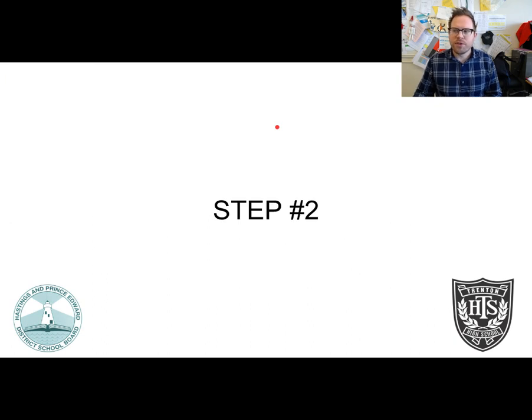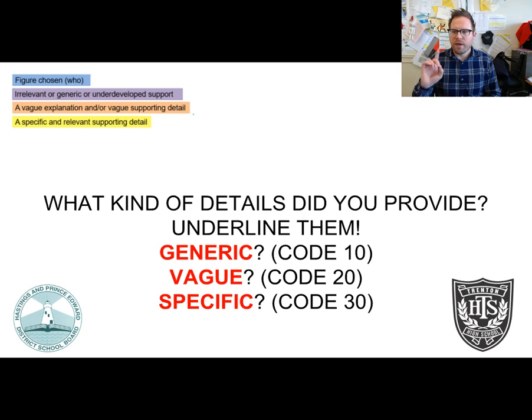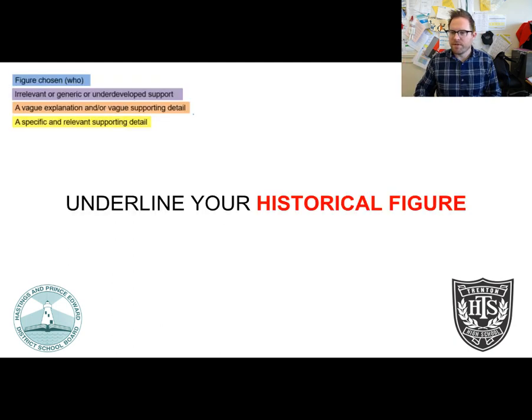Here is step two. Okay, you should have been able to underline your historical figure. Here's step two. I want you to think about what kind of details did you provide? And I want you to underline them. Were they generic details, vague details or were they specific details? Okay, so were your details generic? As you're underlining your details, were they generic? Were they specific? Or were they vague? Generic, vague, or specific, sorry.